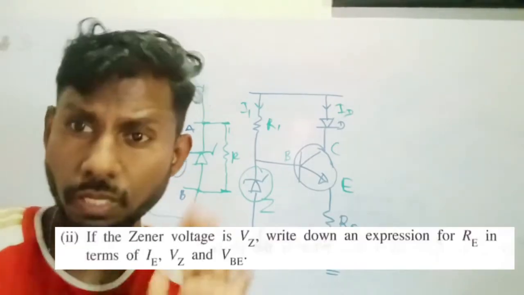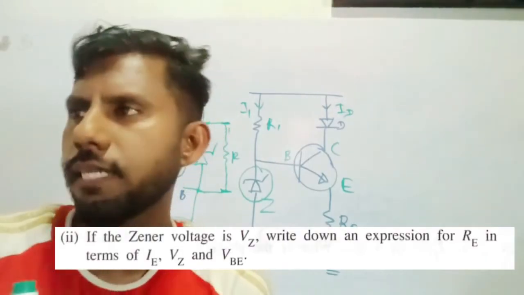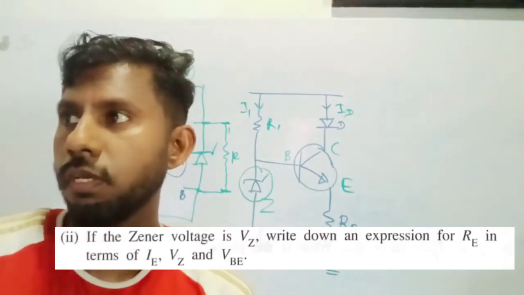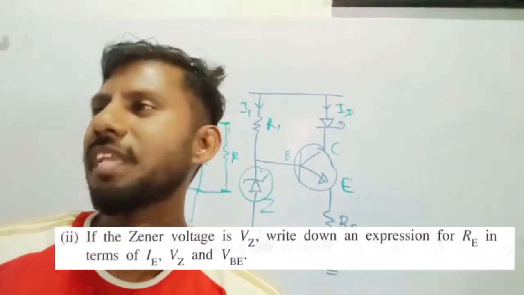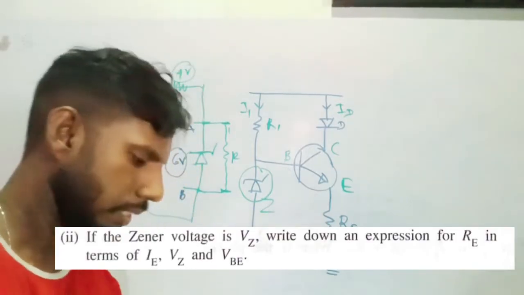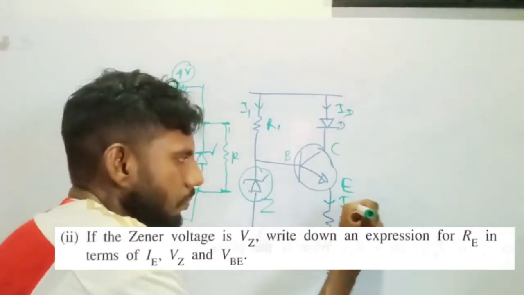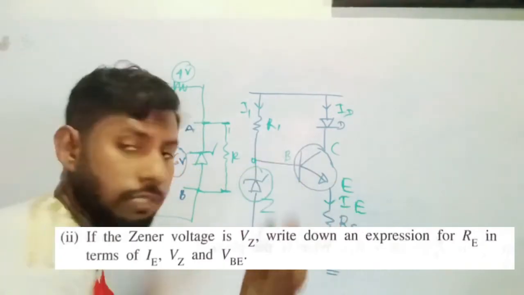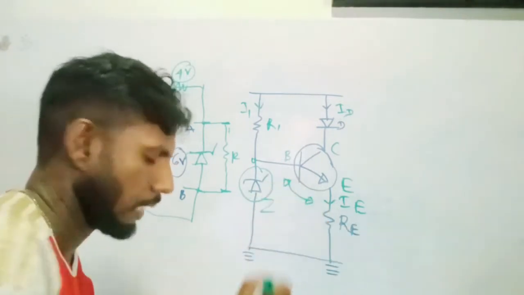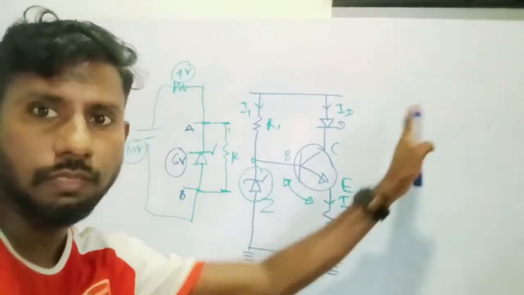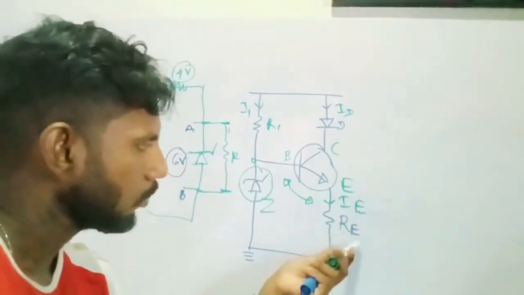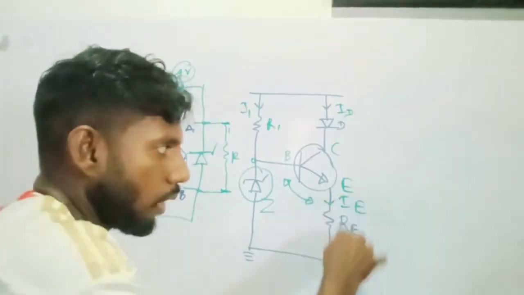Moving into the second part. If the Zener diode potential is Vz, write down an expression for Re in terms of IE, Vz, i.e. the current through this, and by using Vz and VBE. Here students, they are asking, I'm writing it here, to write an expression for Re. So the current through Re is given.